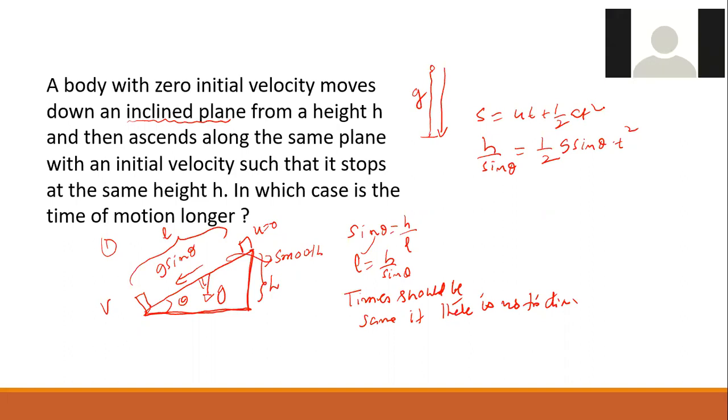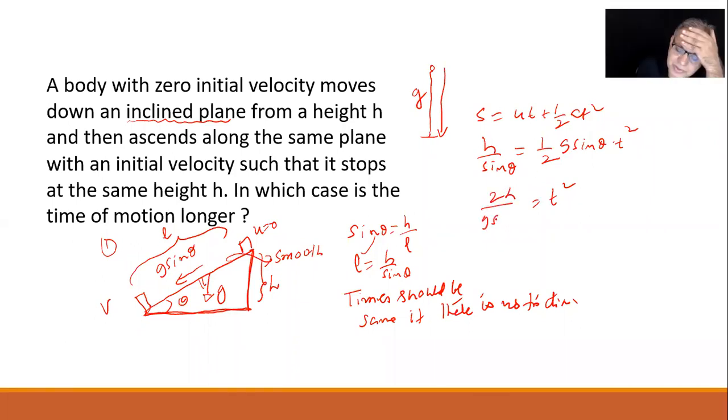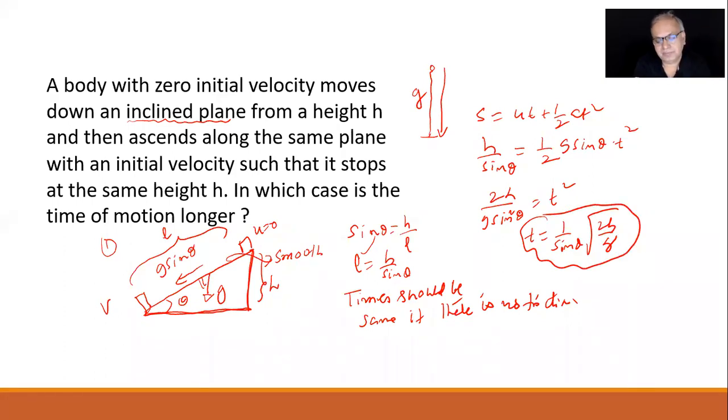So t square will be what? 2h by g sine square theta. Am I right? So t will be 1 by sine theta into root of 2h by g. That is the time to come down. I'm proving it. I had just given it, but I was proving it here. Do you all agree with the way I did it?